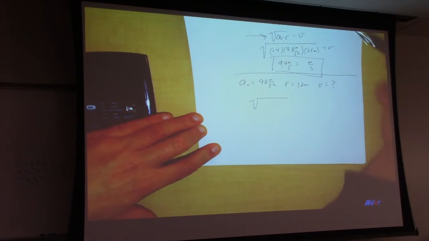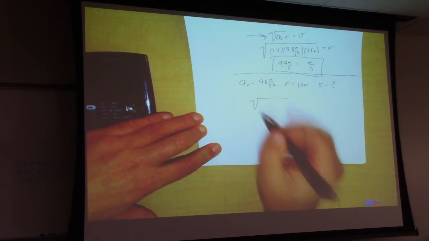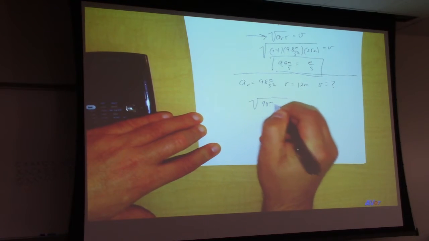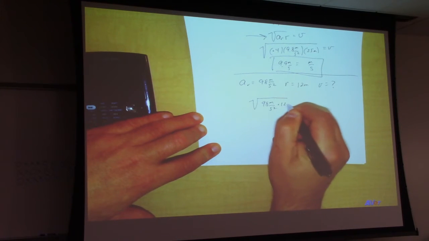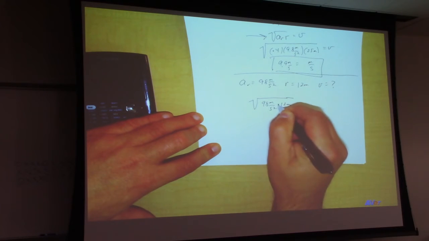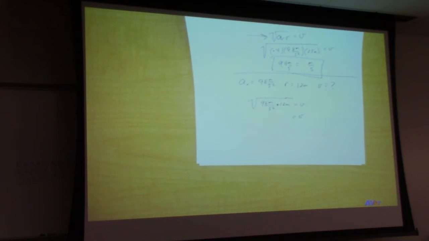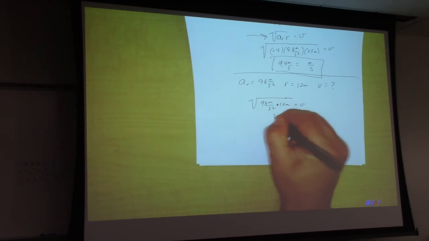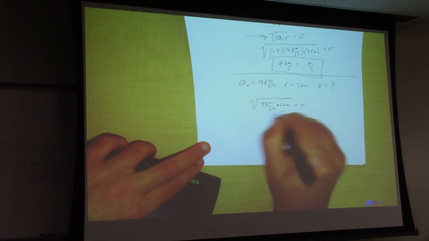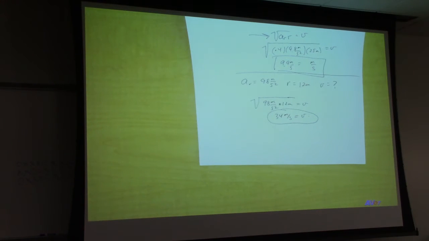Okay, so this is how you set it up. I'm just jumping down to this part. 98 times 12. That's the time sign. That's the speed. Okay, so 98 times 12, square root of that. Wow. 34 meters per second. So like 70 miles per hour.